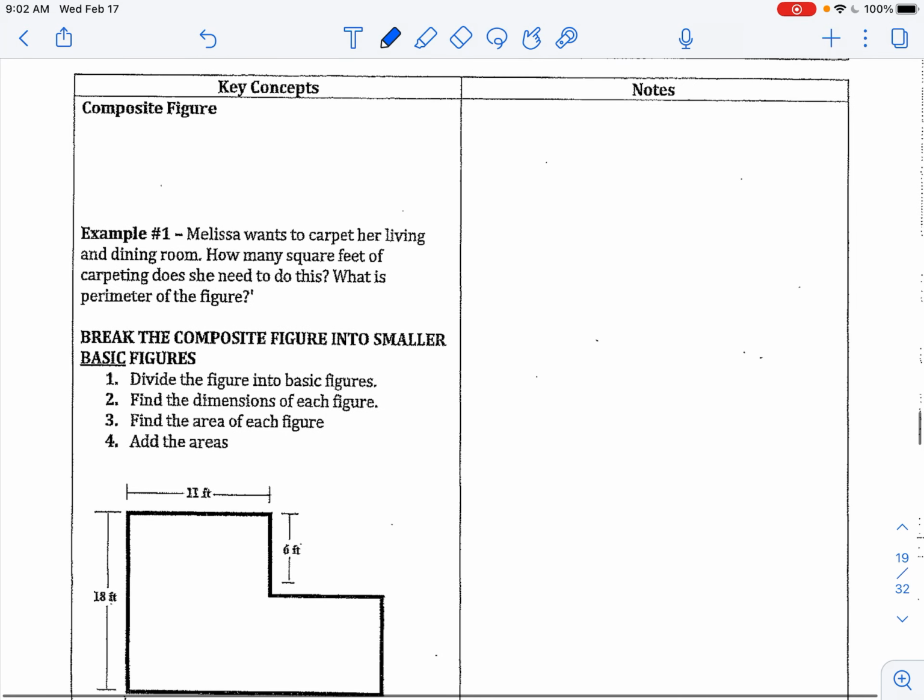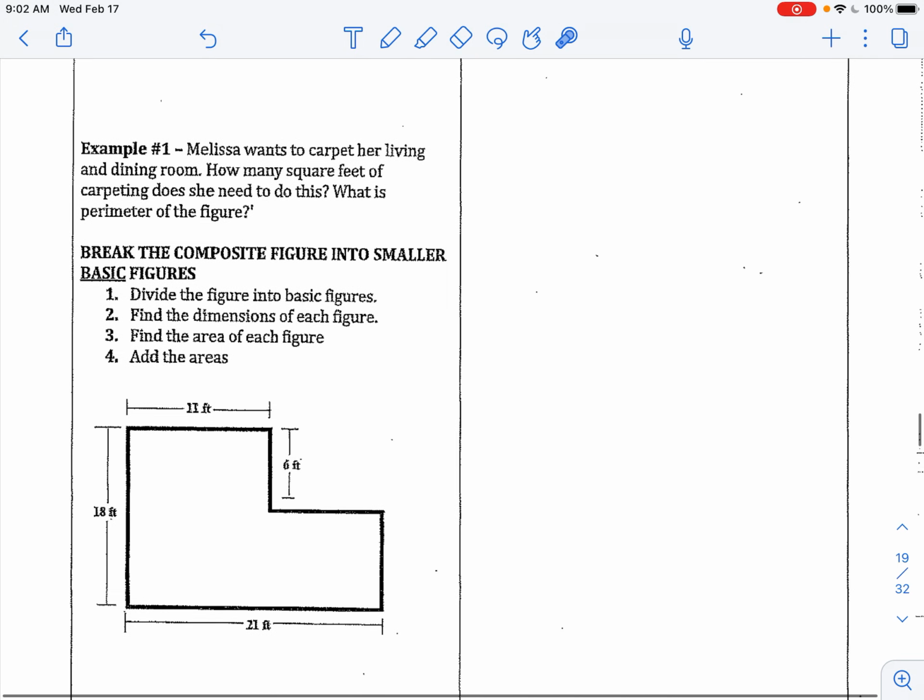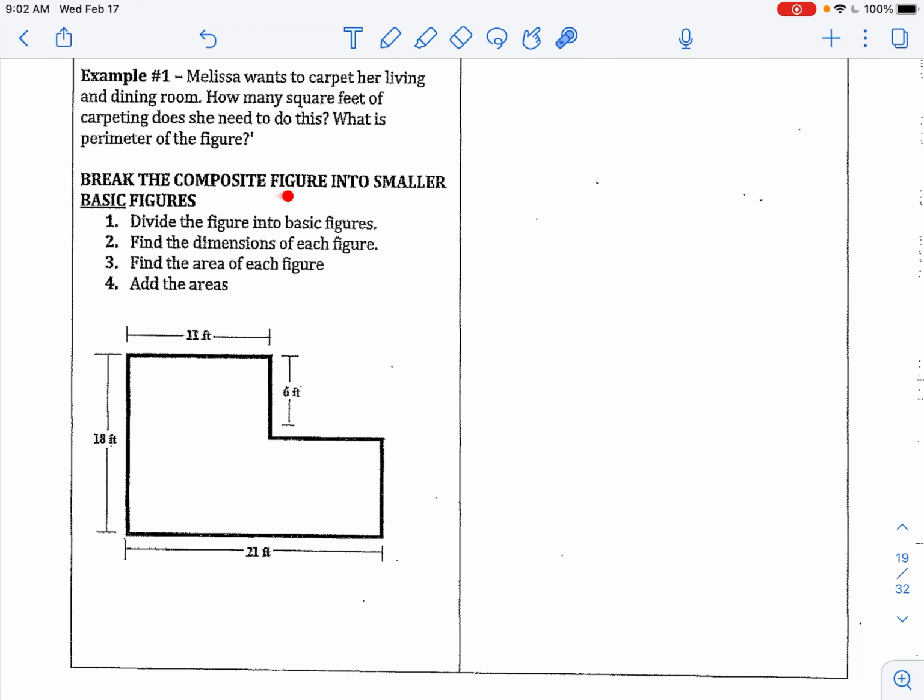So here's our first example. It says, Melissa wants to carpet her living and dining room. How many square feet of carpeting does she need to do this? What is the perimeter of the figure? So here are some steps. It says, break the composite into smaller basic figures. Divide the figure into basic shapes. Find the dimensions of each. Find the area of each. And then we add the areas.